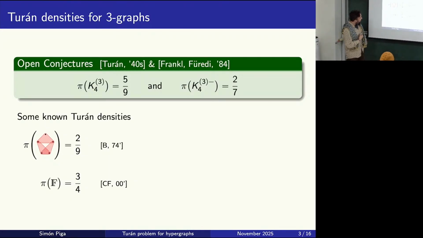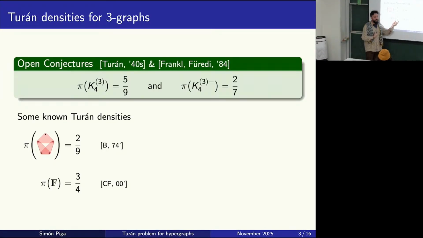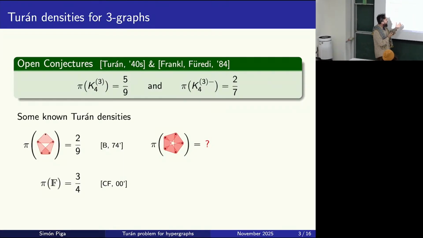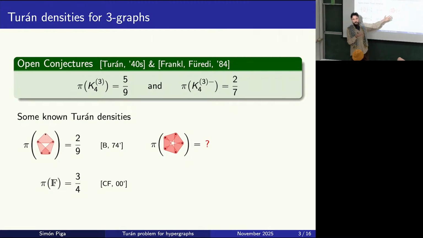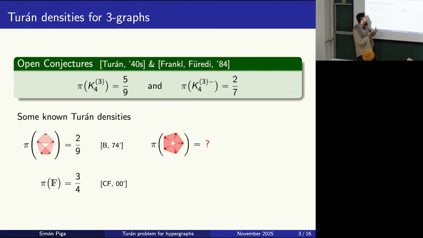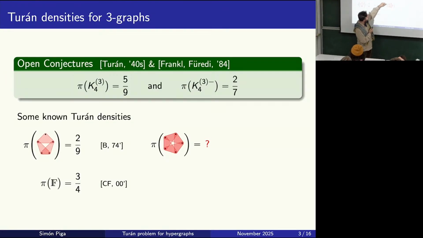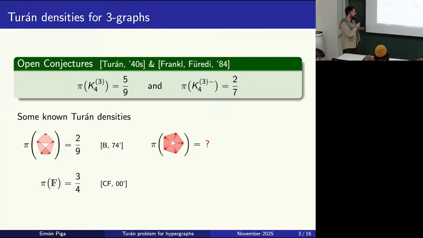If you want to be more fancy, you can consider the Fano plane as a hypergraph as well, and there the Turán density is 3/4, so we know that result. Another hypergraph that you can study is cycles. Cycles are also a very typical hypergraph. This is a cycle on 5 vertices, meaning that you have 5 vertices cyclically, and you connect every 3 consecutive vertices.